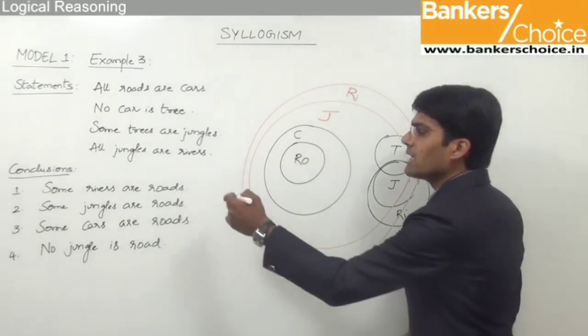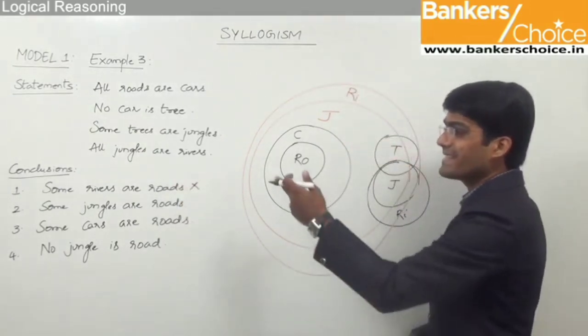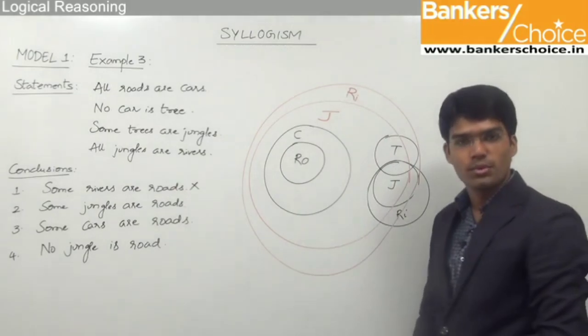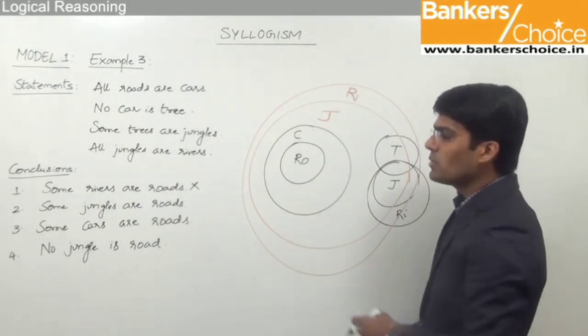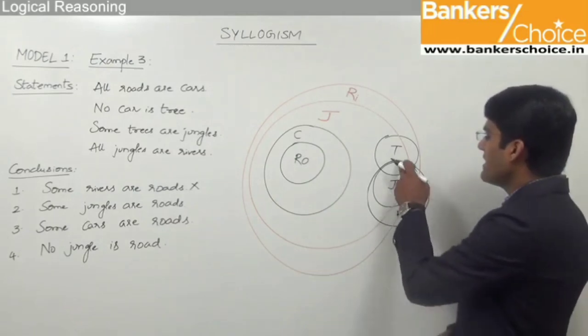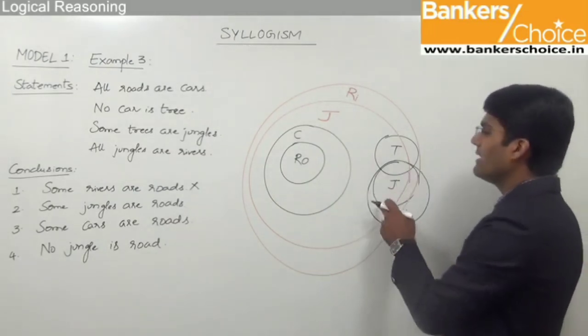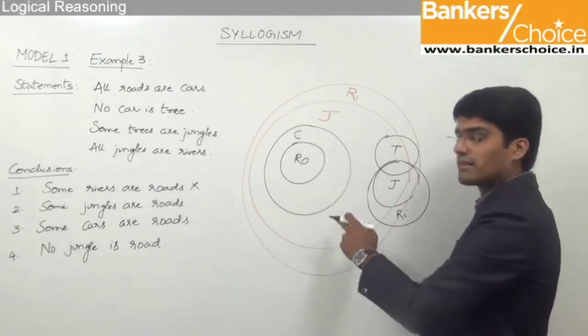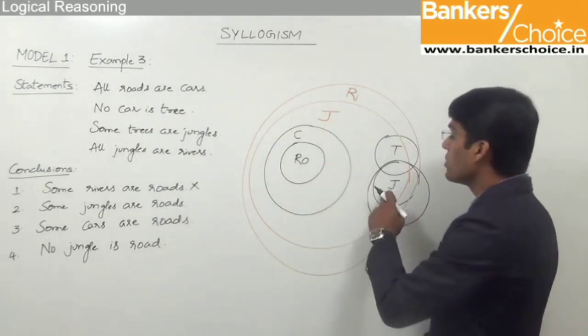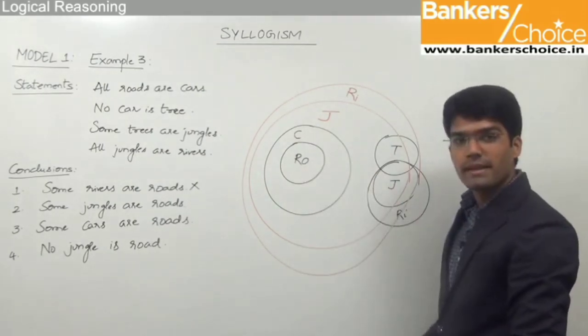So we can say that conclusion number 1 is false, as it says some rivers are roads and the basic diagram says no river is a road. The second conclusion is some jungles are roads. Now if we check with the basic diagram, jungles is as shown by the black circle and roads here is again the black circle, and there is no overlapping between jungles and roads. So very clearly no jungle is a road as per the basic diagram.